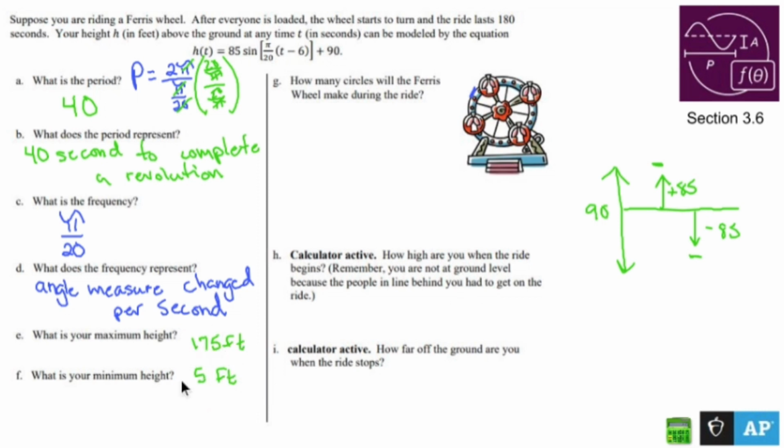And then you can prove the fact that the amplitude is 85 simply by adding stuff to that stuff. I just kind of lost my train of thought. Forget it. How many circles will the Ferris wheel make during the ride?